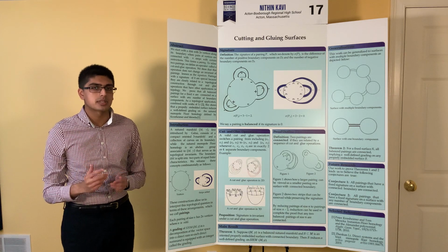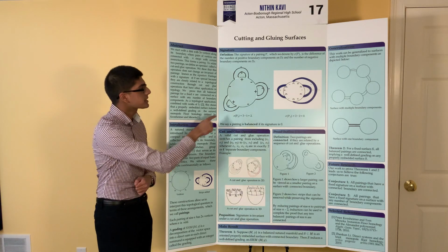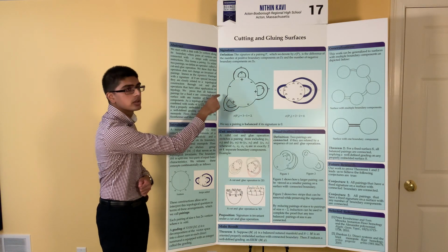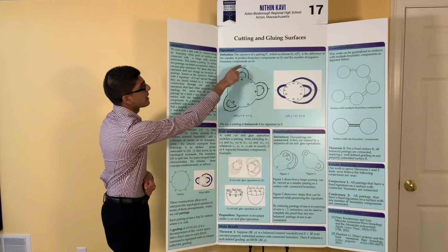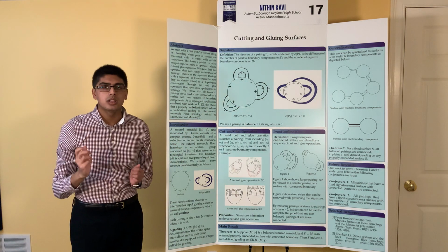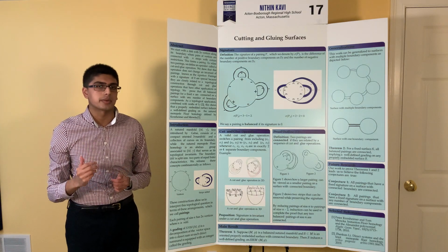Then we attach strips, where one side is labeled plus, one side is labeled minus. In doing so, we have the strips, we have the arcs along the boundary component, and these form positive and negative boundary components, as shown. We say that a pairing is balanced if it has the same number of positive and negative boundary components.